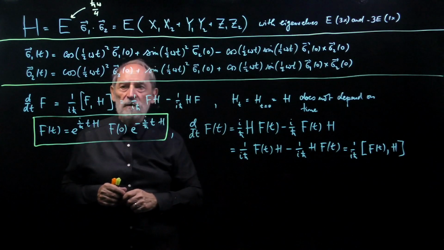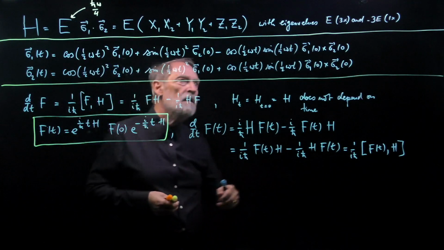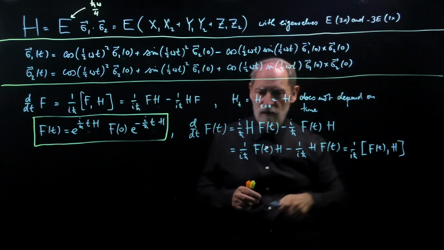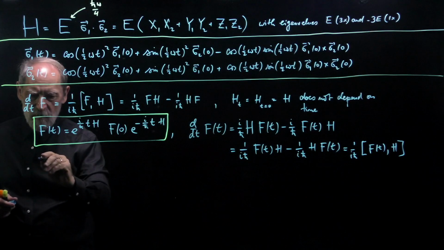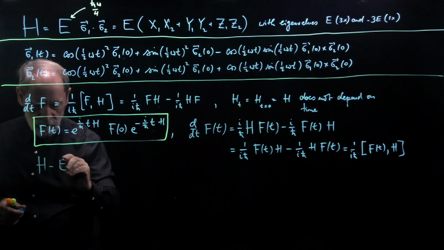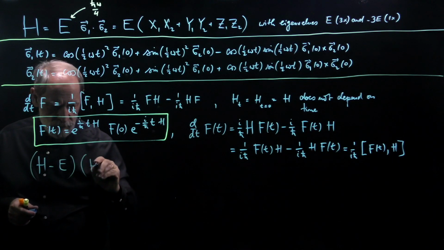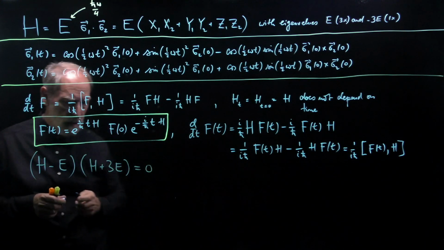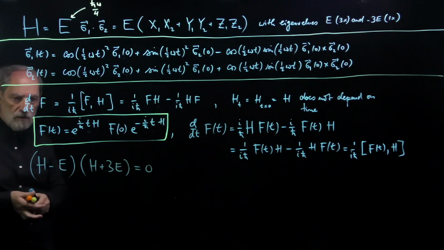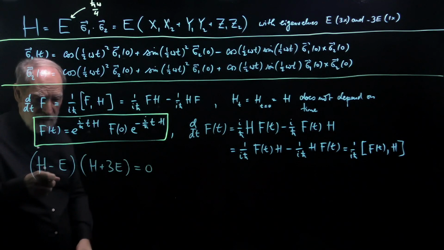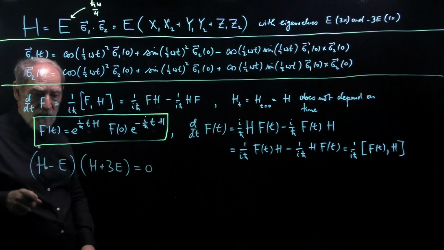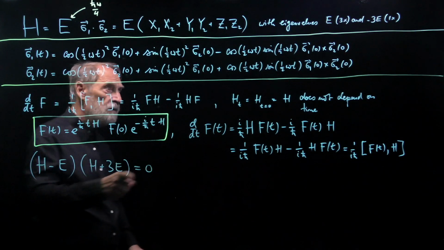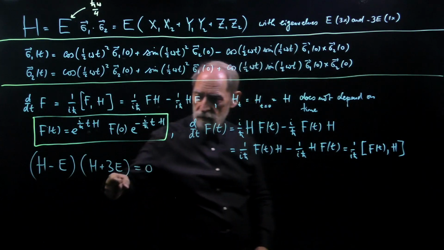Okay, so here this is not so complicated, because after all, we know that the Hamilton operator only has two different eigenvalues, E and negative 3E. So if we take the Hamilton operator, subtract E, take the Hamilton operator, add 3E, then this product will be 0. Why is that? Because if the Hamilton operator takes on values, it will be one of the eigenvalues. If it takes on the value E, then this factor is 0. If it takes on the value negative 3E, then this second factor will be 0.